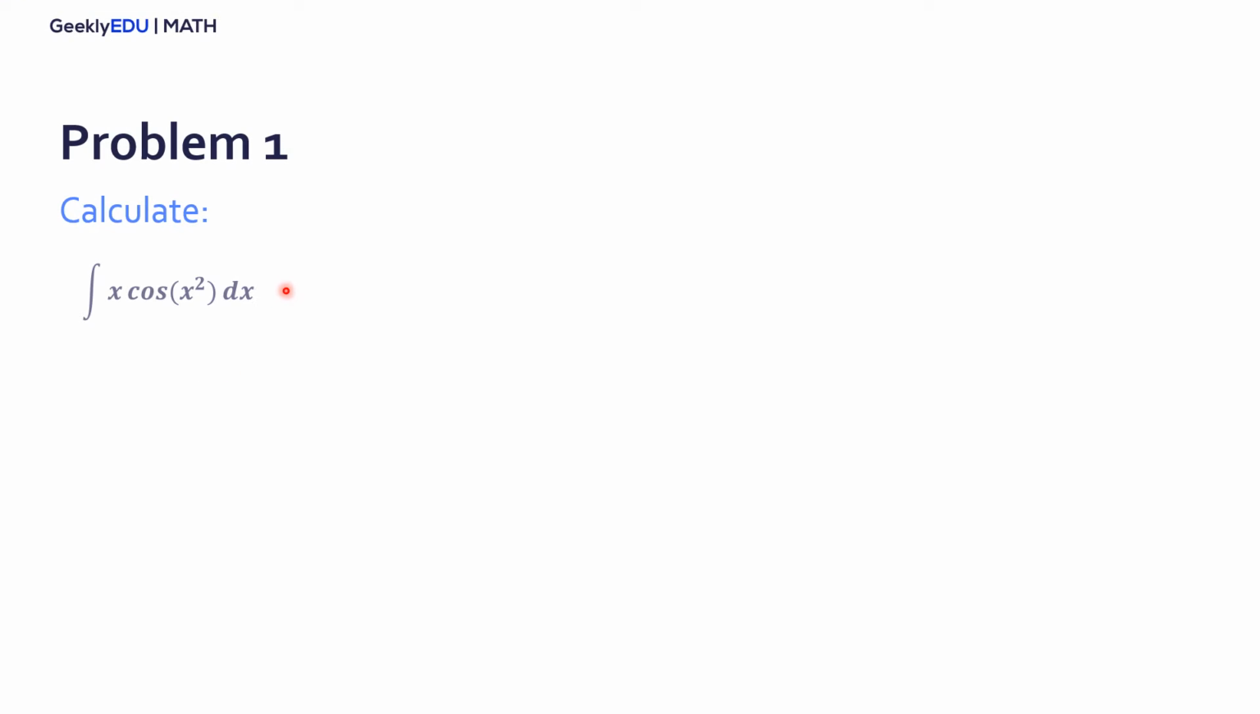Our first problem, we want to calculate the indefinite integral of x cosine of x squared dx. Okay, so let's try to simplify this integral here. Let's call x squared u, so x equals the square root of u. Now from this equation here, if we derivate x squared dx and u du, we have that 2x dx equals du. So dx is du over 2x, and x we know is the square root of u. So dx is du over 2 times the square root of u.